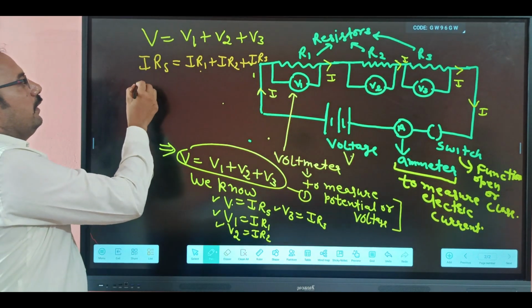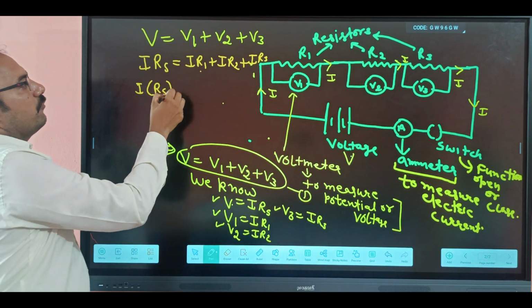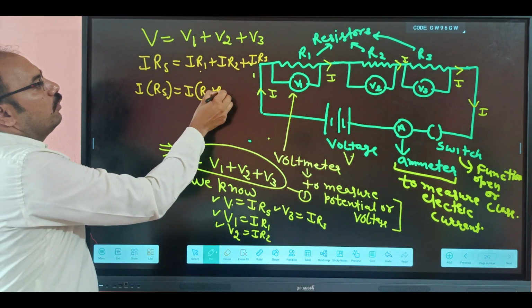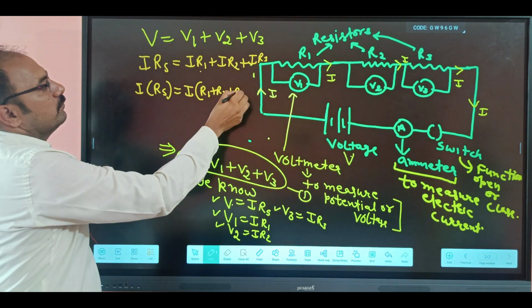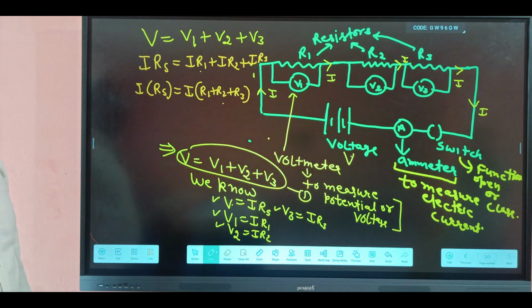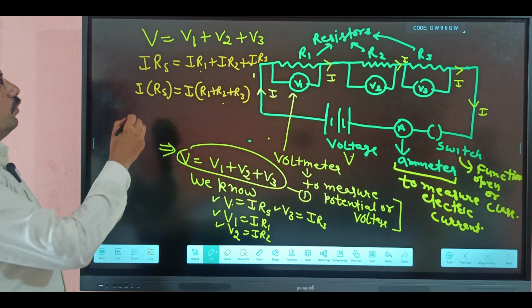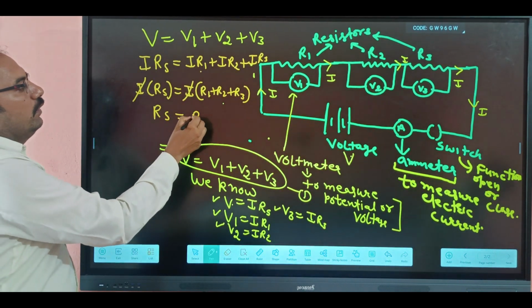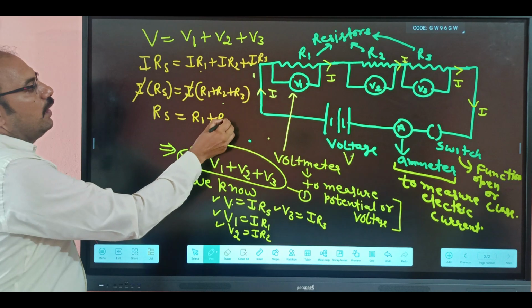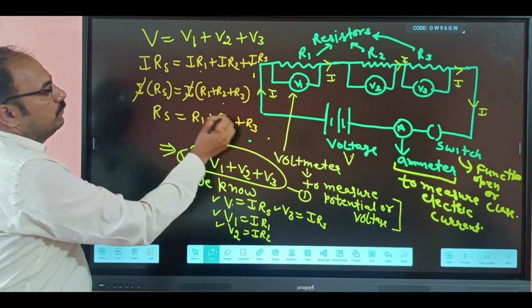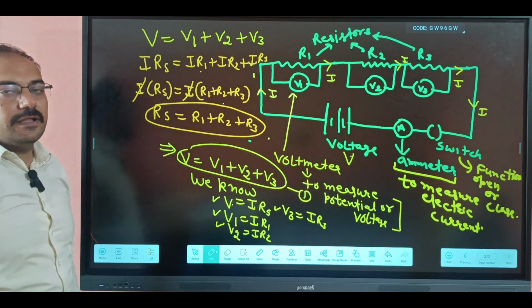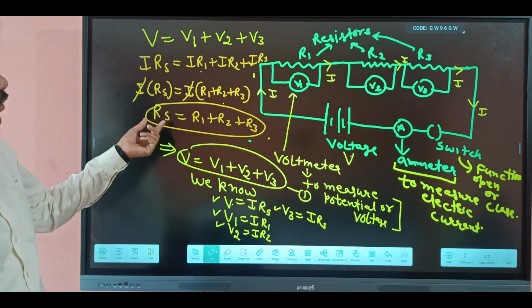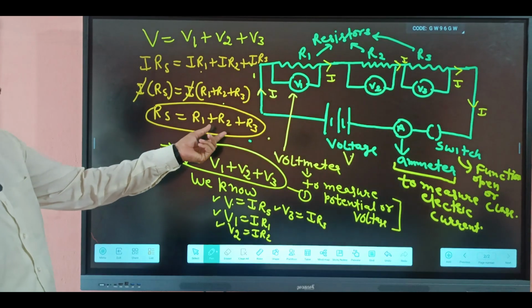So here I into RS is equal to I taken common, R1 plus R2 plus R3. Here I and I cancel, and RS is equal to R1 plus R2 plus R3. So this is the formula of resistance in series combination: RS is equal to R1 plus R2 plus R3.